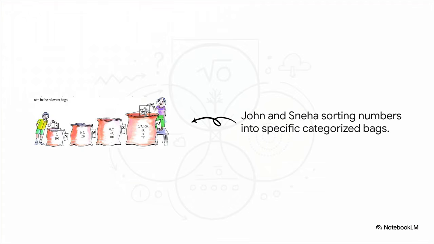Picture this. You've got a massive, messy pile of numbers just scattered everywhere. John and Sneha are facing this exact same challenge right now, trying to sort a chaotic pile of numbers, things like 7, 100, -3, and 3/7, into specific labeled bags. And honestly, this isn't just a fun little metaphor. It is exactly how the mathematical number system works. We're basically taking numbers and dropping them into the smallest, most restrictive container they can possibly fit into.